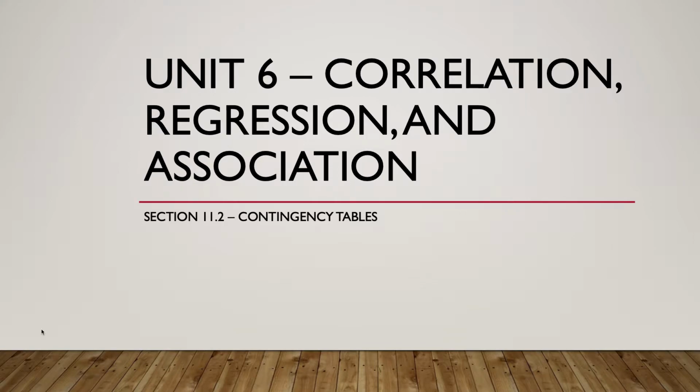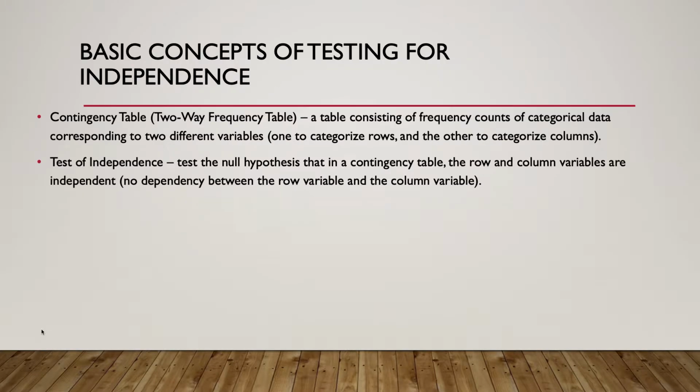Section 10.2 is on contingency tables. Section 11.2, excuse me, is on contingency tables. The basic concept of testing for independence is to use a contingency table or two-way frequency table. It's a table consisting of frequency counts of categorical data corresponding to two different variables, one to categorize the rows, the other to categorize columns.